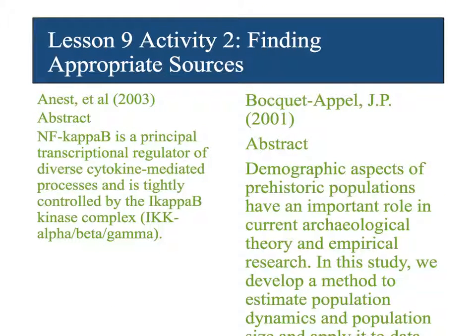So the first one, the abstract starts out, "NF kappa B is a principal transcriptional regulator of the diverse cytokine-mediated processes," and so on and so forth. Now, if students already don't understand what that is, that's probably going to be a problem. Students are most likely not going to understand what this means. Comparing that to the other abstract, "Demographic aspects of prehistoric populations have an important role in current archaeological theory and empirical research. In this study," blah, blah, blah. So this is something that students really would be able to understand. It's important to look at the sources, though, when you're talking about these two abstracts. One comes from Nature, the other comes from Science.